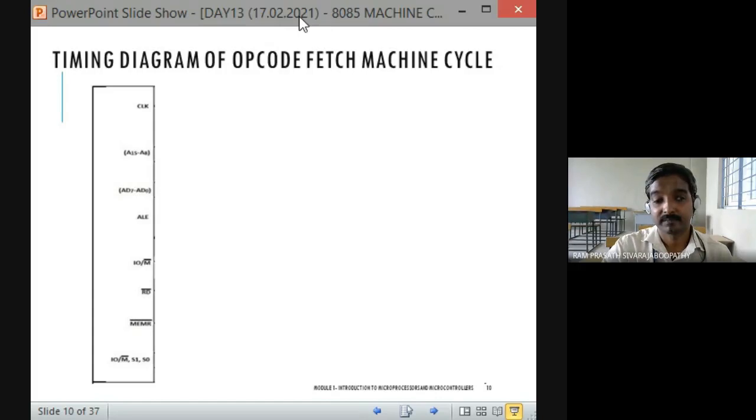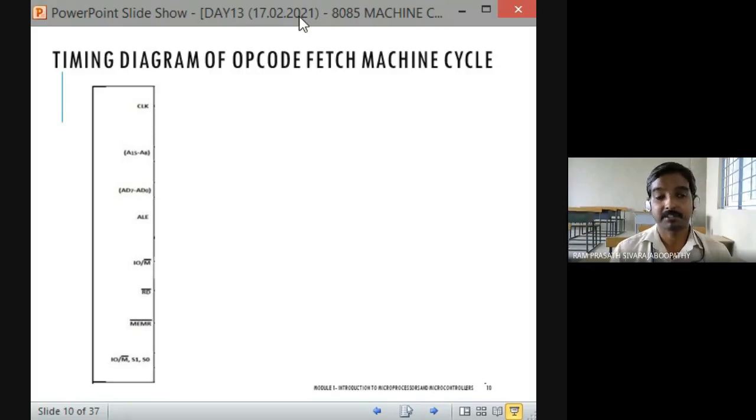It is not A7 to A0 or D7 to D0. Yes, very good. Multiplex the lower order address bus and data bus. Fine. The time multiplex of the lower order address bus and data bus.